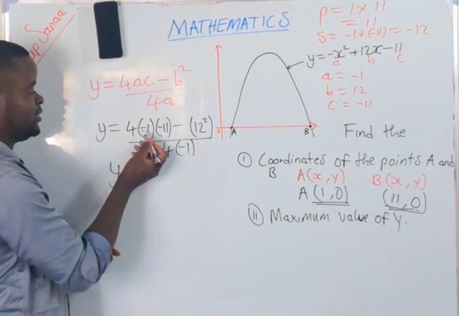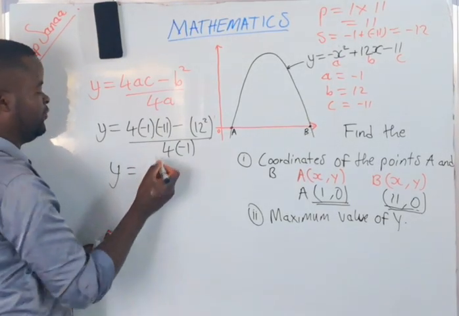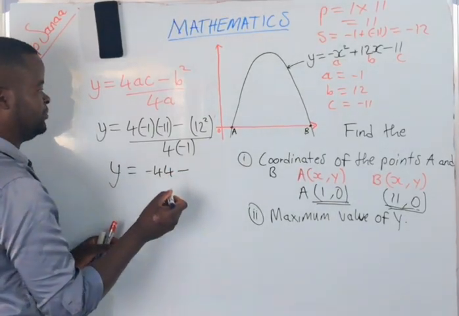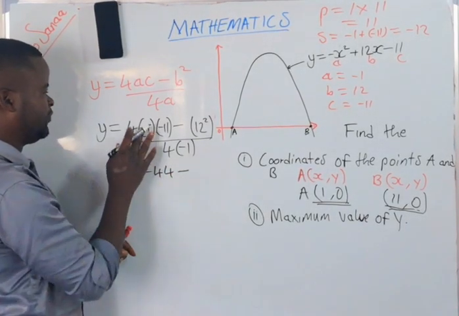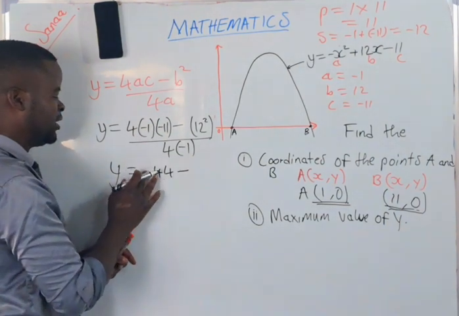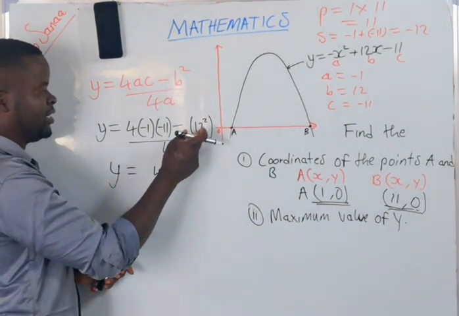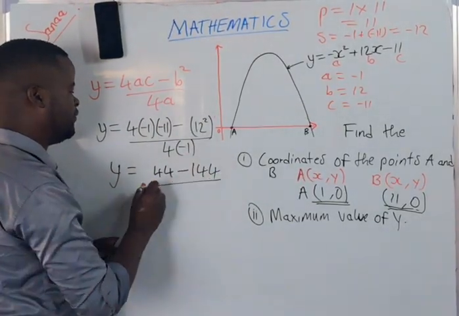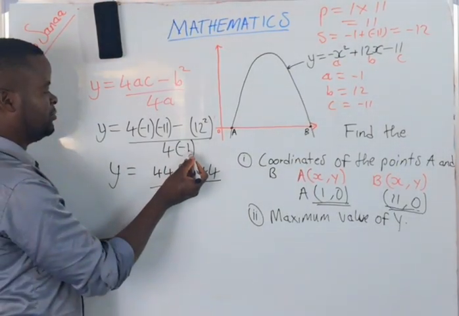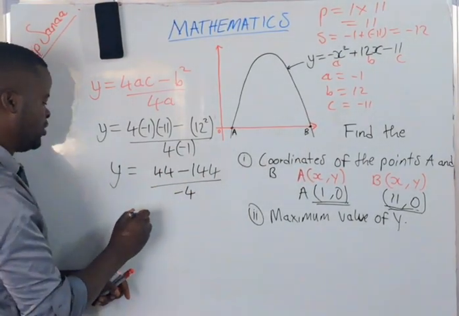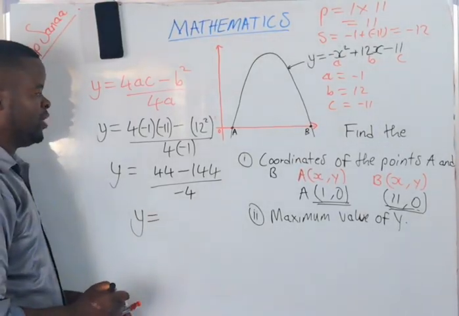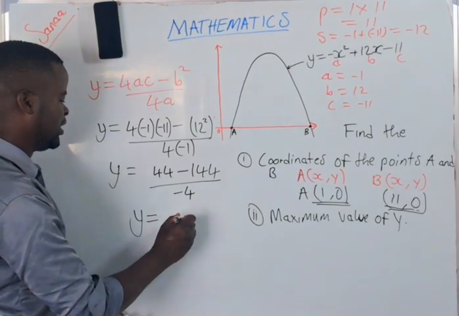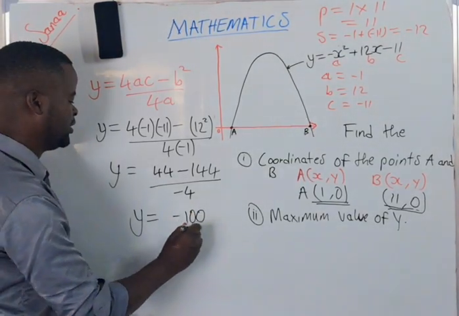So let's go and find the solutions. Remember, 4 times -1, we are getting -4. -4 times -11, we are getting -44. -44 minus, we are getting a positive because this is a negative and this is a negative. So we are getting a positive 44. Then 12 to the power 2 simply means 12 times 12. It's going to give us 144 over 4 times -1, which is -4. Now, remember that we are looking for the maximum value of y. It is 44 minus 144, which is going to give us -100.